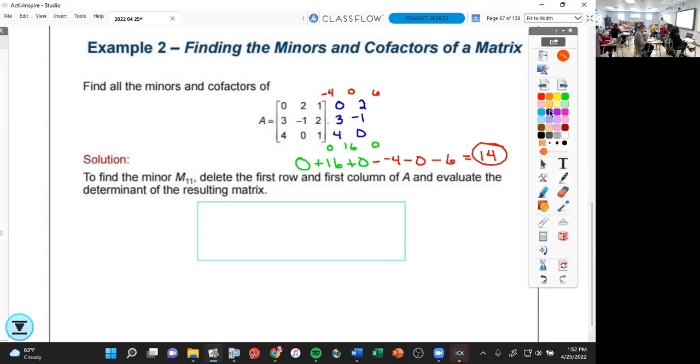After that, now let's talk about these minors. We're going to look at the main matrix. A equals 0, 2, 1, 3, -1, 2. I didn't make it big enough. 4, 0, 1.